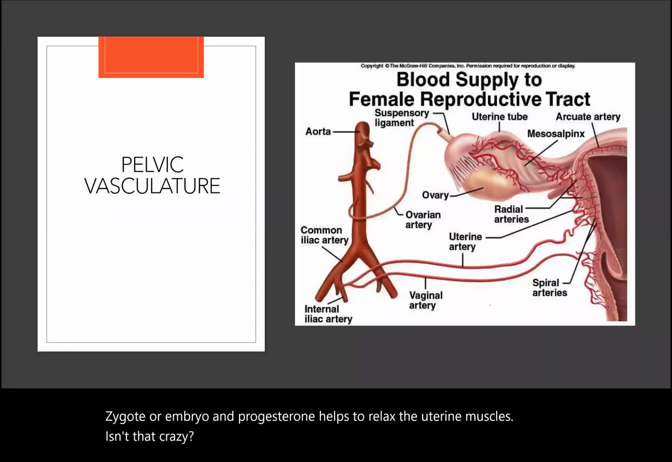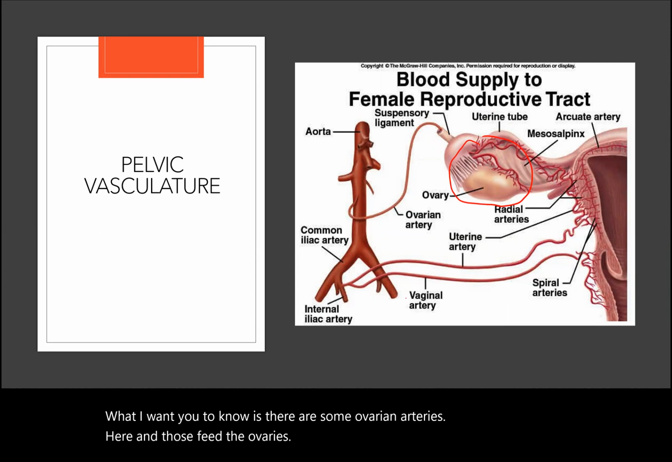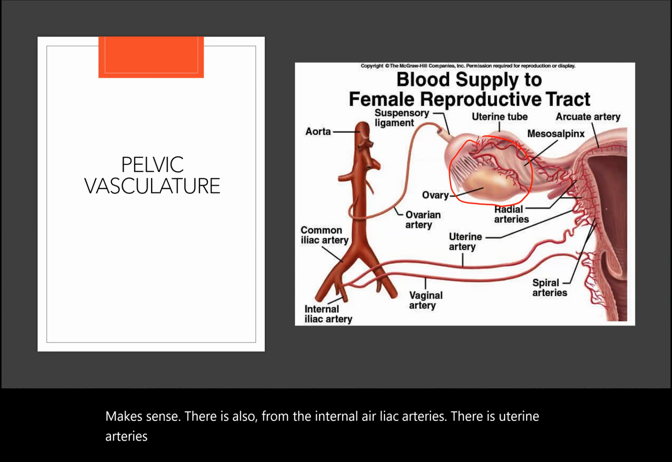Now there's a lot of vascular flow in this area. And what I want you to know is there are some ovarian arteries here, and those actually feed the ovaries. Makes sense. There's also, from the internal iliac arteries, uterine arteries, and that feeds the uterus. I think that's all we're going to do with that right now.